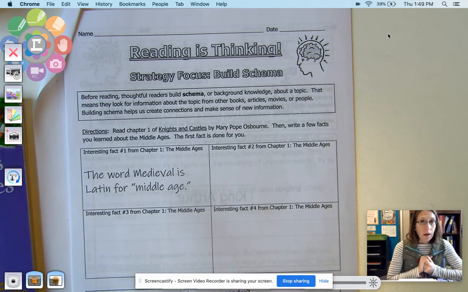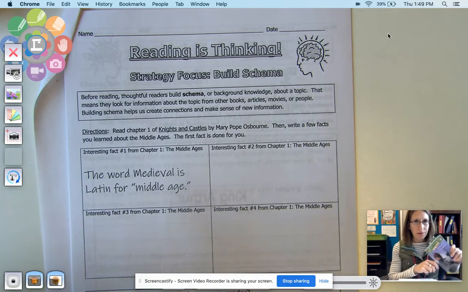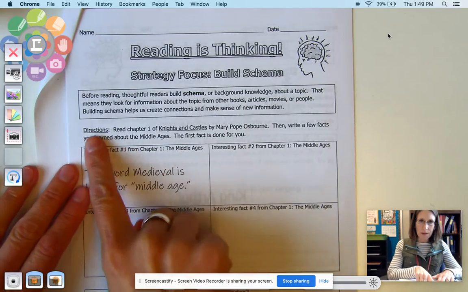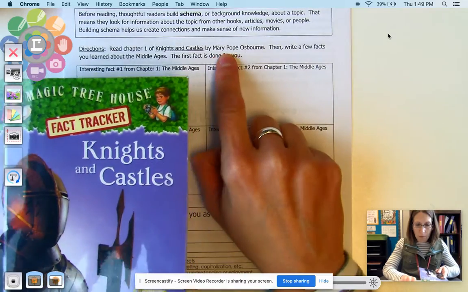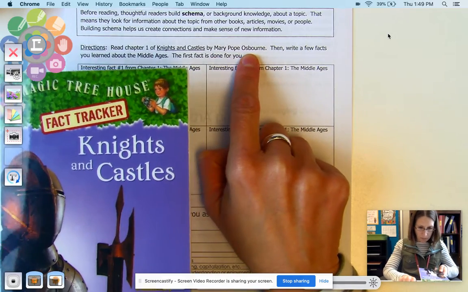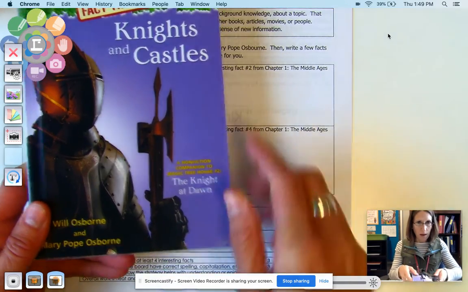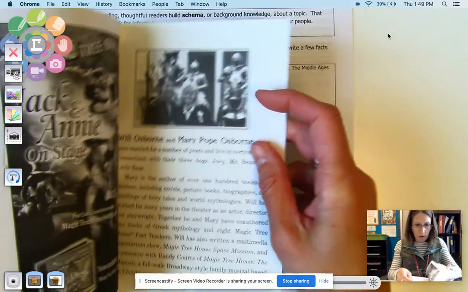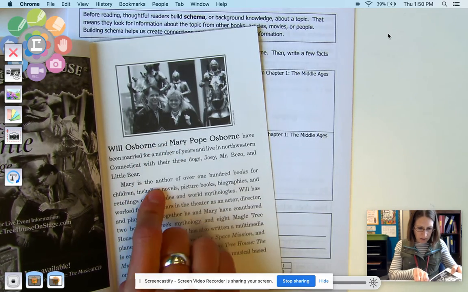So before we start reading about King Arthur, it's helpful to build some of that background knowledge or schema about knights and castles, because the King Arthur stories have a lot to do with knights. So what we're going to do, it says directions. Read chapter 1 of Knights and Castles, this one, by Mary Pope Osborne. Oh, actually, it's by Will Osborne and Mary Pope Osborne. So they are married, and there they are in the back. So you can see the authors of this book.